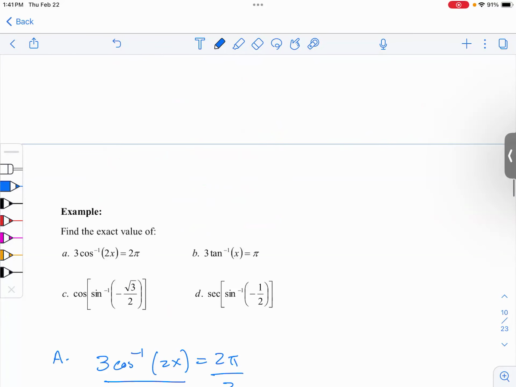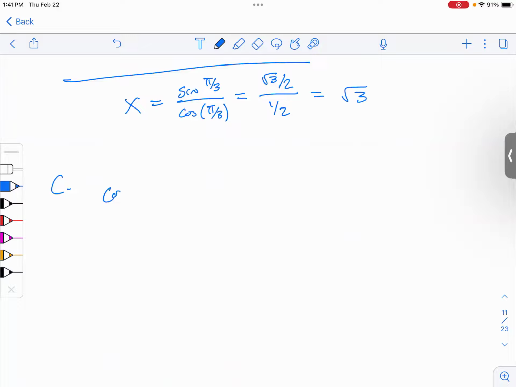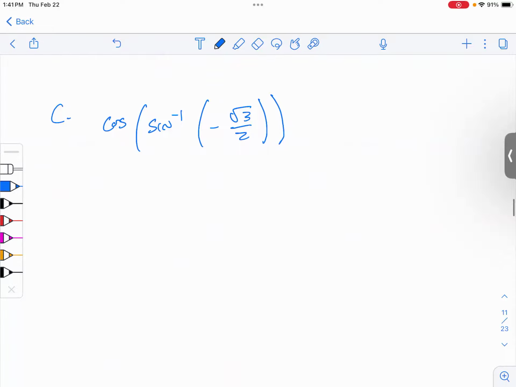Okay. And now cosine of sine inverse of negative root 3 over 2. So always start with the deep inside. When you have a function of a function, and I can draw the picture on these too. It just happens that root 3 over 2 is one that I know.